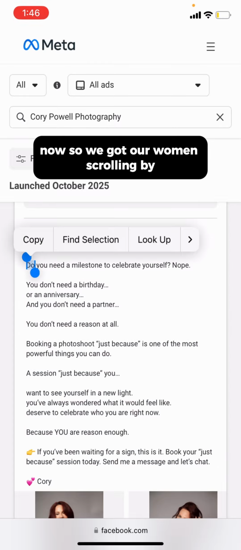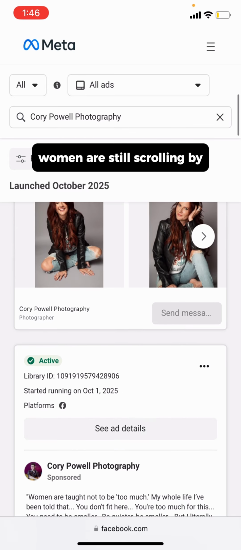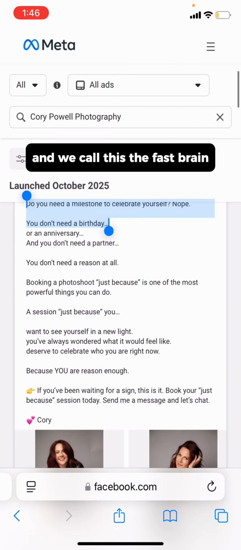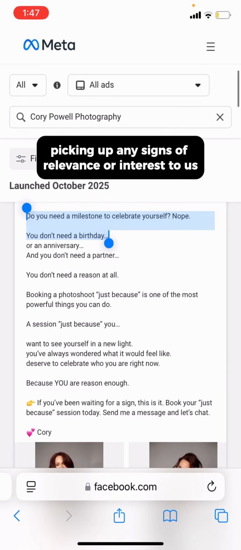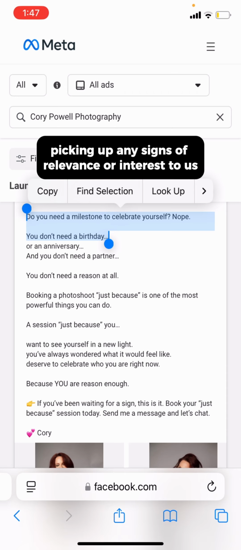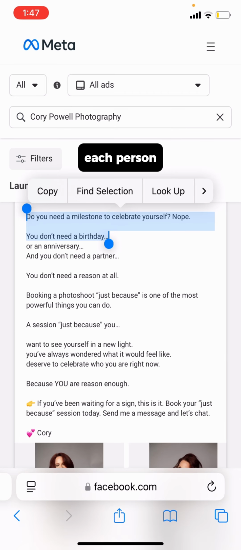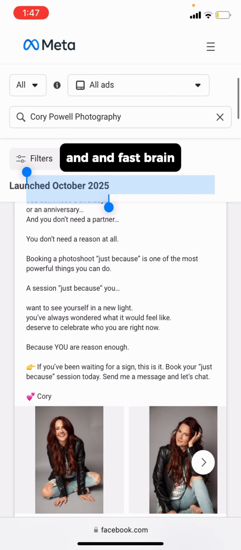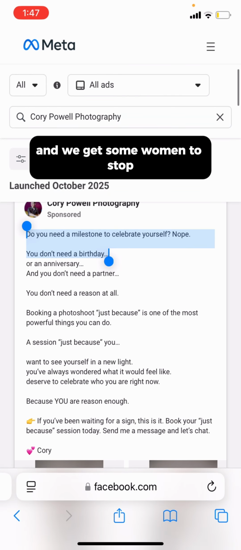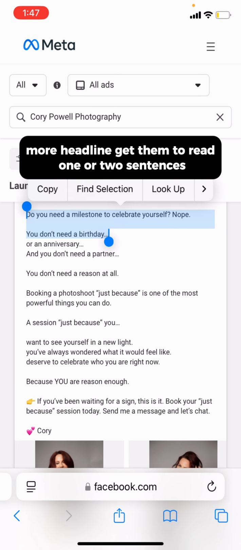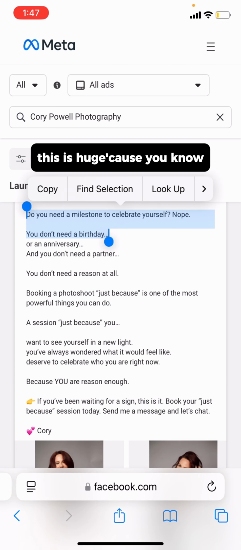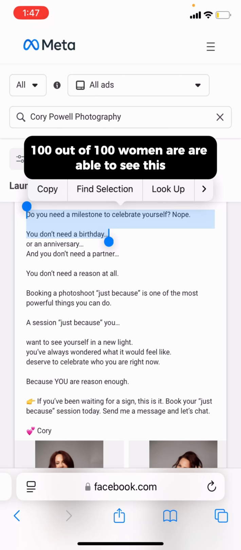Now, we've got our women in our city scrolling by, and we call this the fast brain. It's moving fast, picking up any signs of relevance or interest to us, specific to each woman, each person. And with the fast brain, we get some women to stop and come back up to read our See More headline. We get them to read one or two sentences. This is huge because 100 out of 100 women are able to see this.